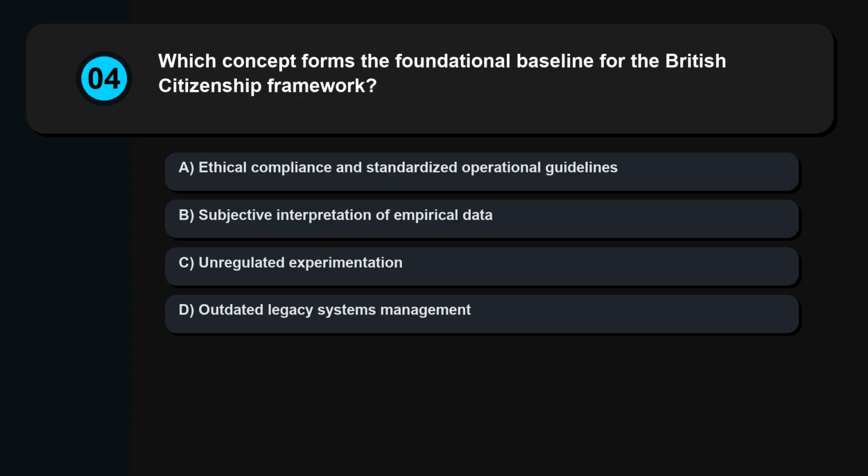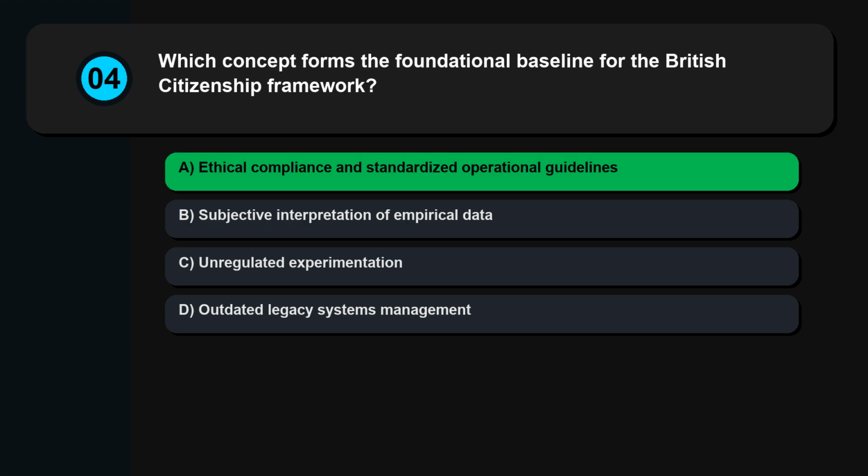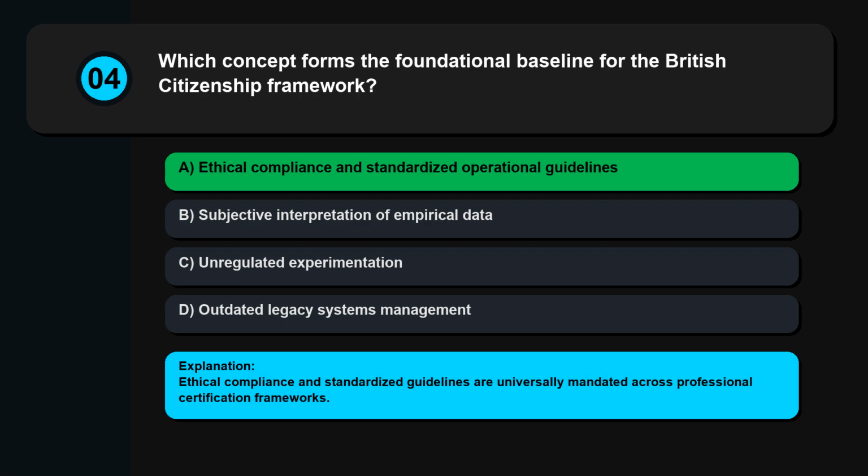Question 4. Which concept forms the foundational baseline for the British citizenship framework? Ethical compliance and standardized operational guidelines, subjective interpretation of empirical data, unregulated experimentation, outdated legacy systems management. Ethical compliance and standardized guidelines are universally mandated across professional certification frameworks.